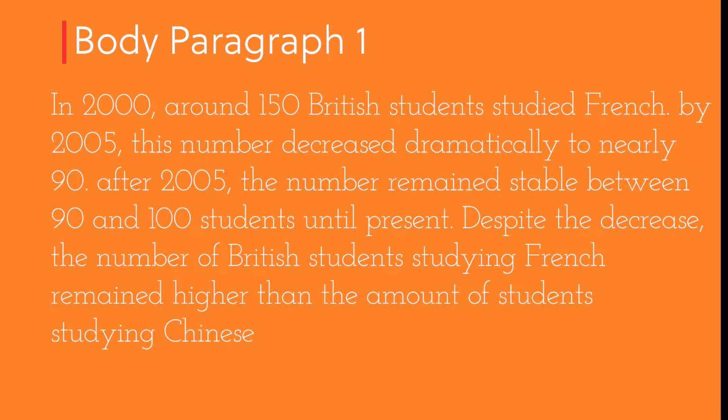So your first body paragraph might look like this. In 2000, around 150 British students studied French. By 2005, this number decreased dramatically to nearly 90. After 2005, the number remained stable between 90 and 100 students until present. Despite the decrease, the number of British students studying French remained higher than the amount of students studying Chinese. So that body paragraph is just consistent with the chart and what I identified in the overview.